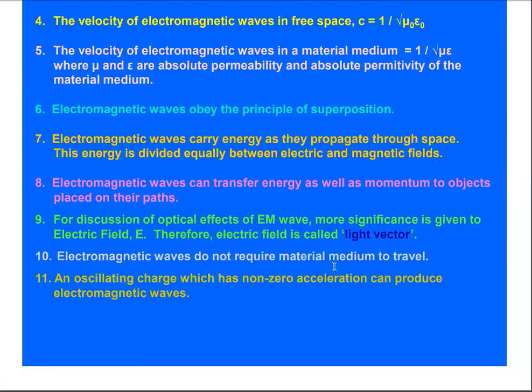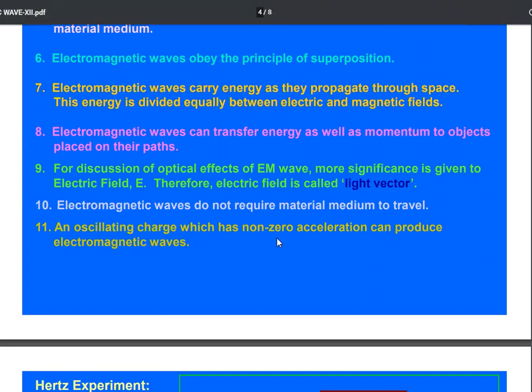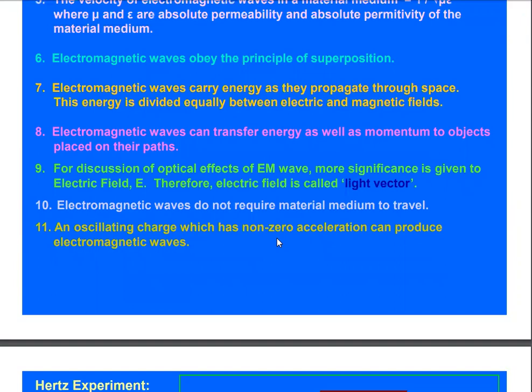Electromagnetic wave do not require any material medium to travel. And it is because of this reason, a wave or energy transported from sun to our earth in the form of electromagnetic wave. And basic source of electromagnetic wave that has been experimentally proved that an oscillating particles, charged particles, produce electromagnetic wave. Oscillating or accelerating charged particle produce electromagnetic wave.